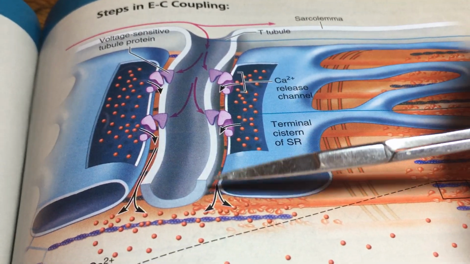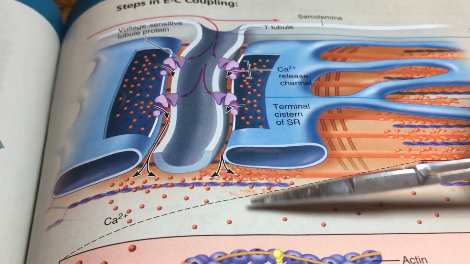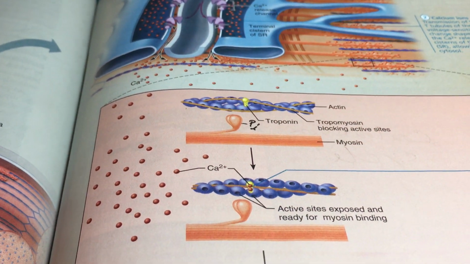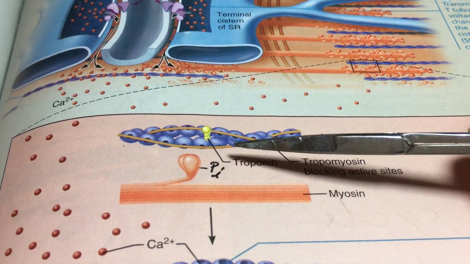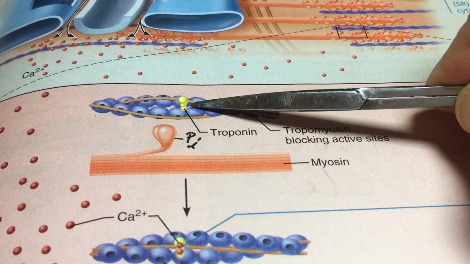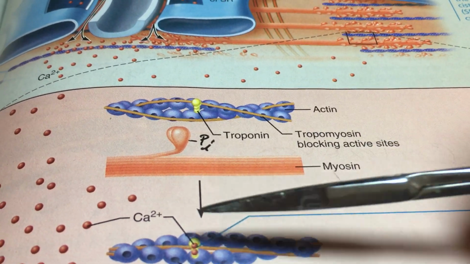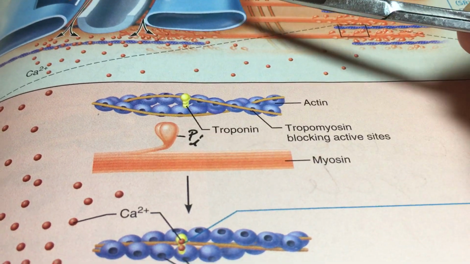They even give us a little up close and personal look here at calcium release. And then they're showing us that we have our little bikini in place. It's very discreet at this moment. It's covering all the binding sites. The myosin head cannot bind.